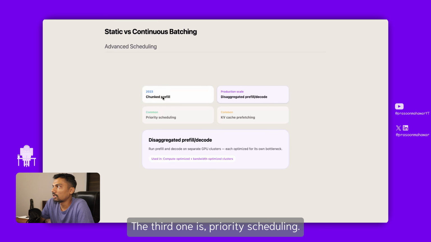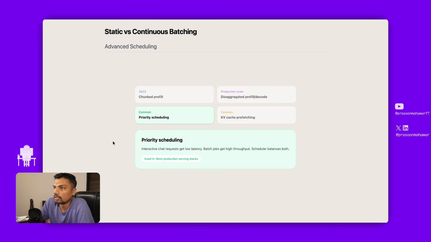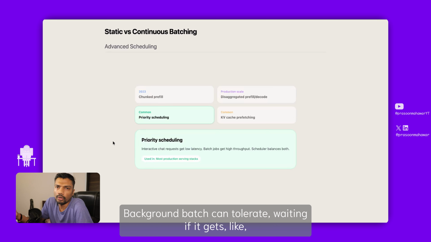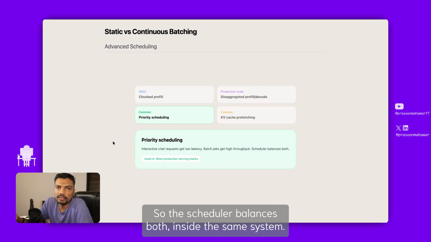The third one is priority scheduling. Not all requests deserve equal treatment. An interactive chatbot needs low latency. A background batch job can tolerate waiting if it gets higher throughput in exchange. So the scheduler balances both inside the same system.